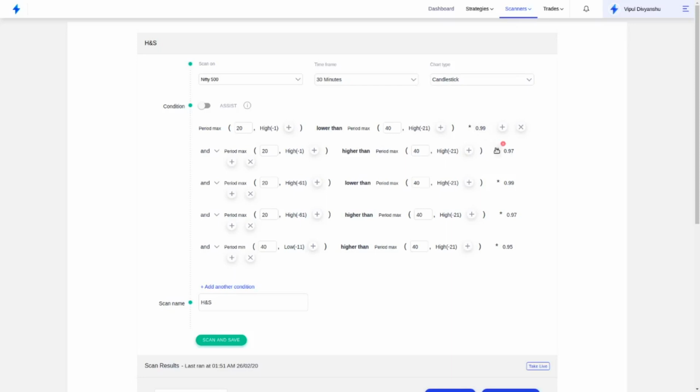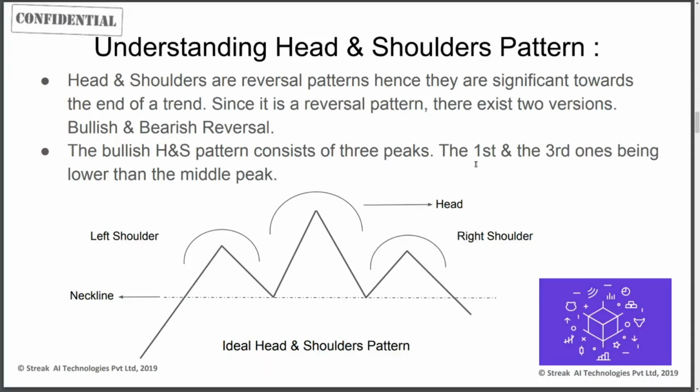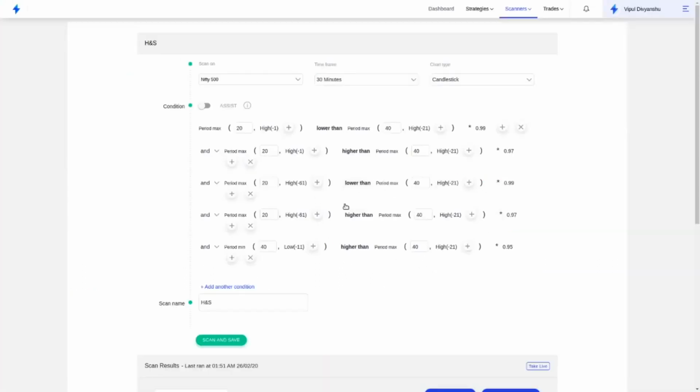So I'm just saying that my right shoulder should be within a range of 1 to 3%. Same thing I'll do for the left shoulder, which is done in the next two conditions. How did I identify a left shoulder? I did an offset of 61 candles here, because 20 is for my right shoulder, 40 is where my head comes, with an offset of 21. Then I did an offset of 21 and the latest candle to get to 61.